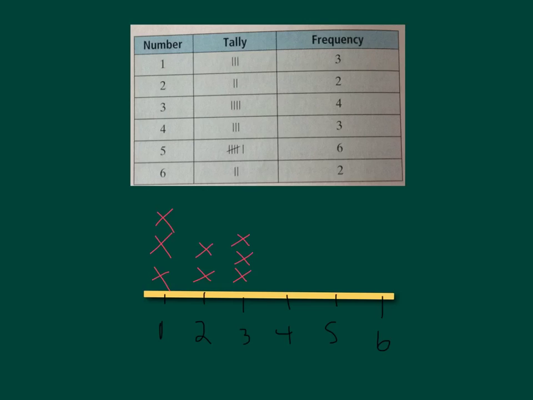All right. The number 4 occurred tres. Number 5, I hope I have space. 1, 2, 3, 4, 5, 6. Awesome. And 6 occurred twice. So there you go. That is a line plot.